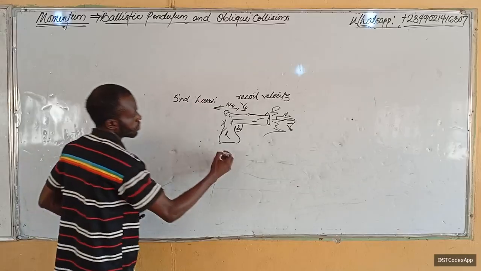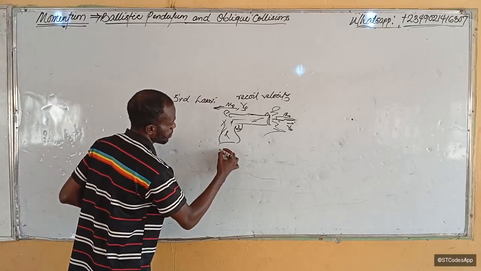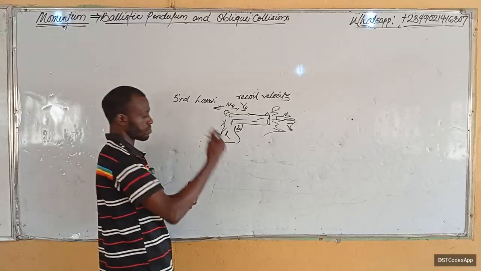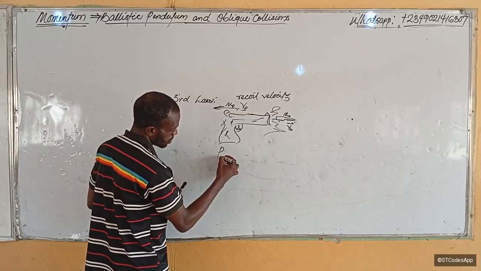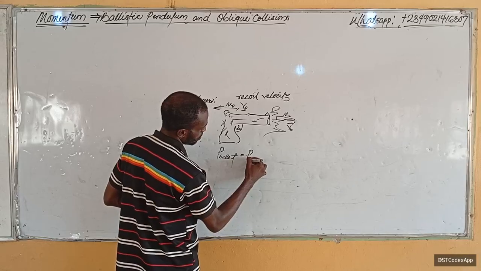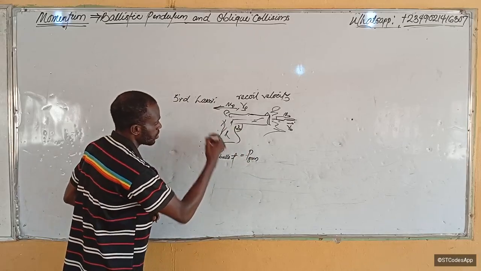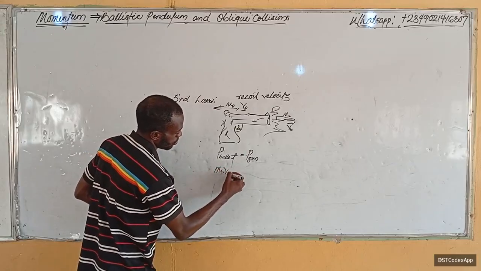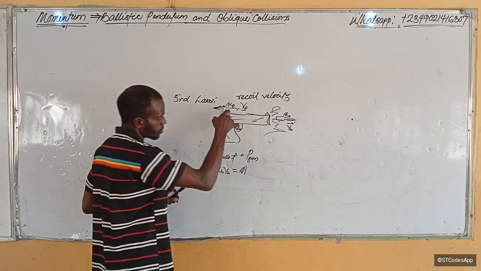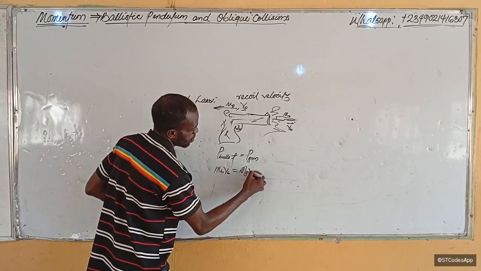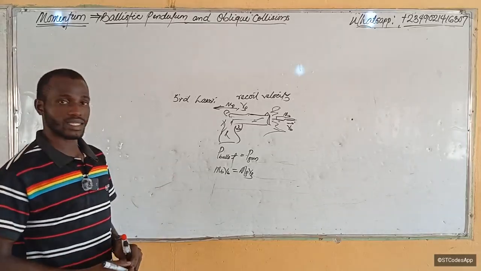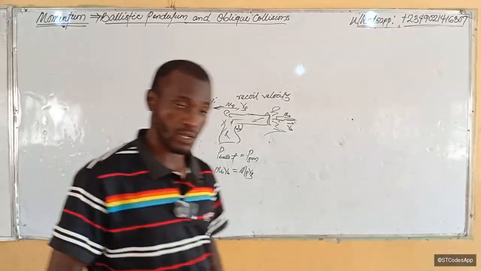Is that okay? So by the time you analyze this, the momentum that caused the gun to jerk backward will be equal to the momentum of the bullet. So the momentum of the bullet, mb times vb, is equal to the mass of the gun times the velocity of the gun. So of course you can now solve your problem. And so that's it. That's recoil velocity for you.